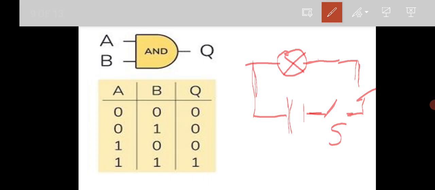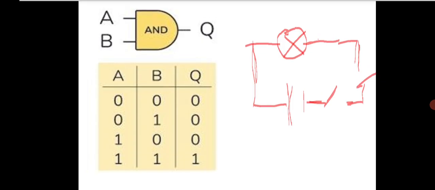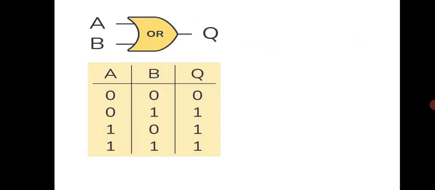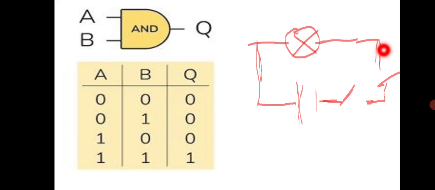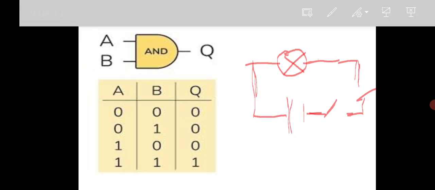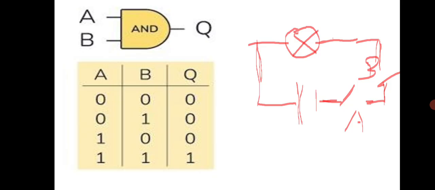We have switch 1. Instead, let's call this switch A and this B. Notice that these two switches are in series with each other, meaning they are in the same path of the circuit.